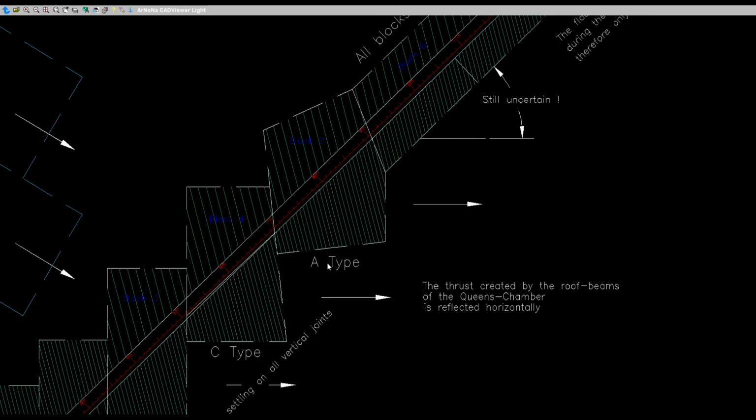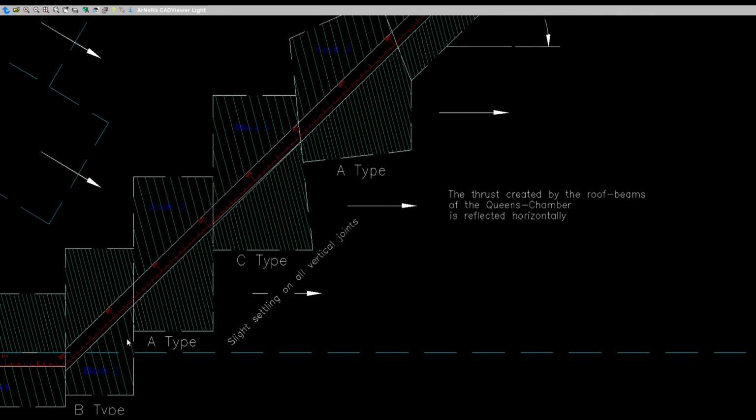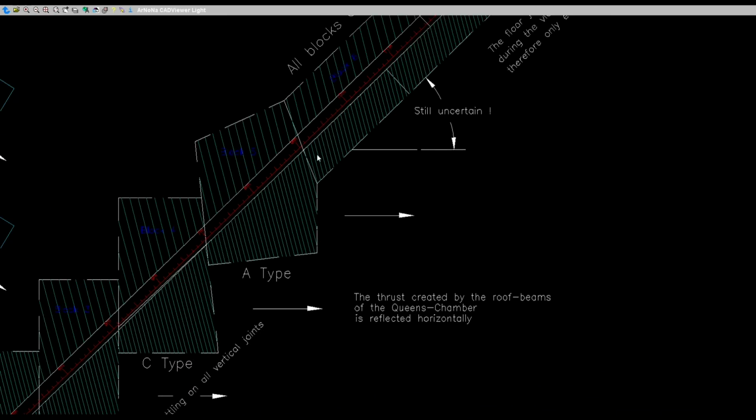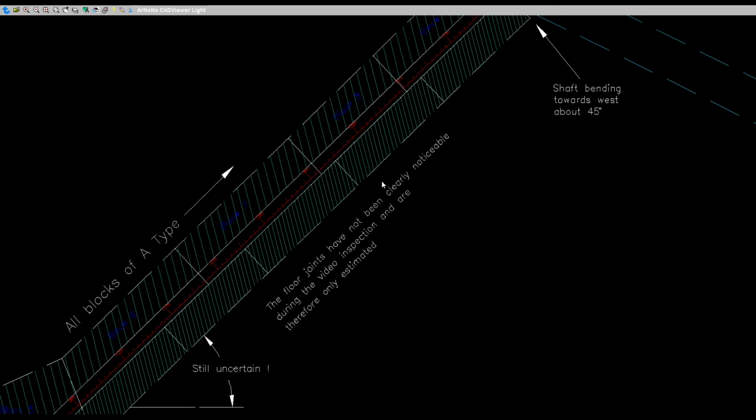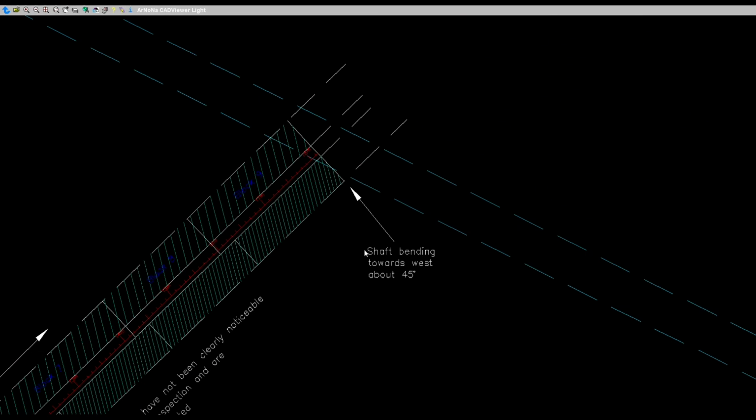So from here on out, it's all type A. First, here is one which is type C, which I don't even remember what type is. Again, the floor is just an estimation, and then at block 9 it goes west at a 45-degree angle.